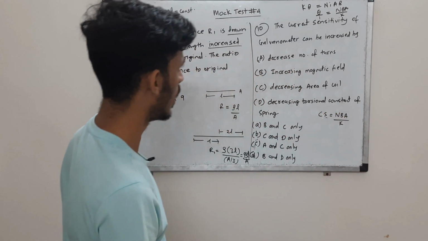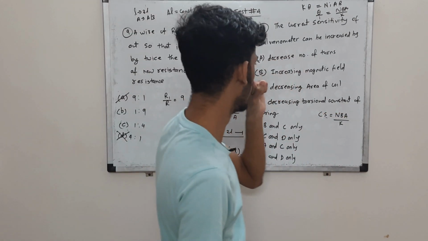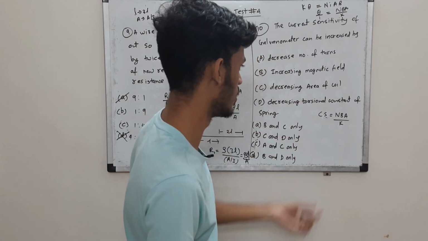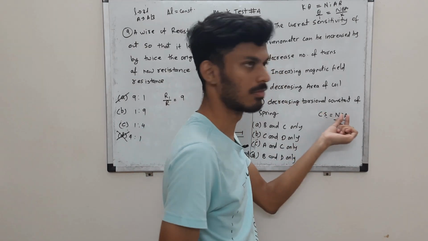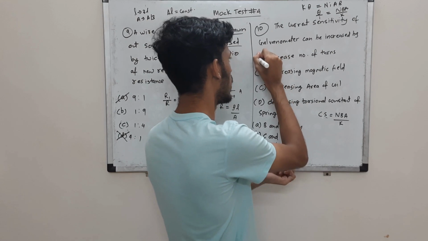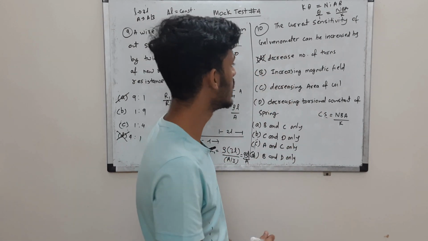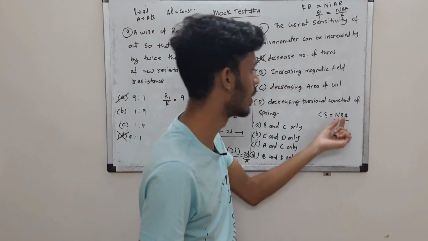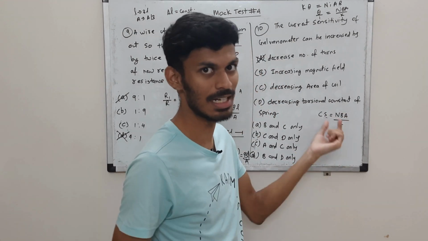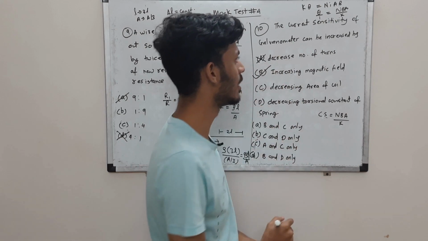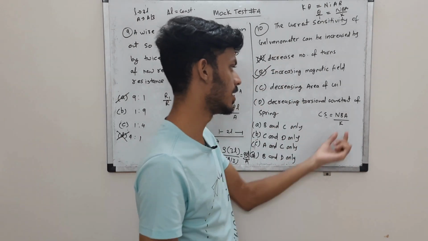Now if you see, option A says if you decrease the number of turns, this is directly proportional, so current sensitivity will decrease. So that's not correct. Option B says increasing the magnetic field. If you increase the magnetic field, yes, it is directly proportional. It will increase your current sensitivity.